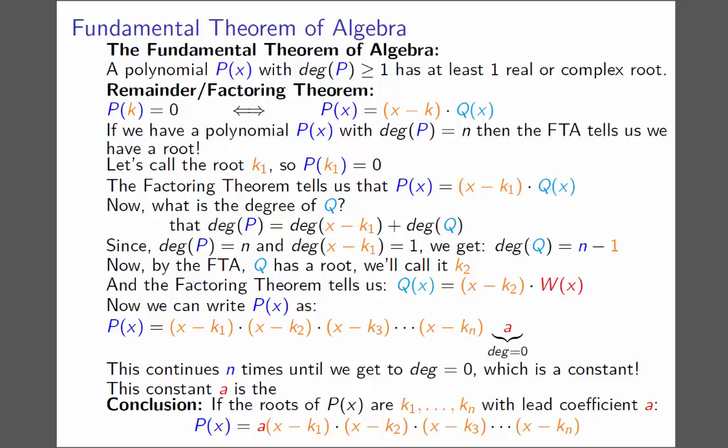Notice that this is very similar to the factored form that we got for quadratics. The only difference is that with quadratics, we only had 2 roots, where here we have a degree n polynomial with n roots.